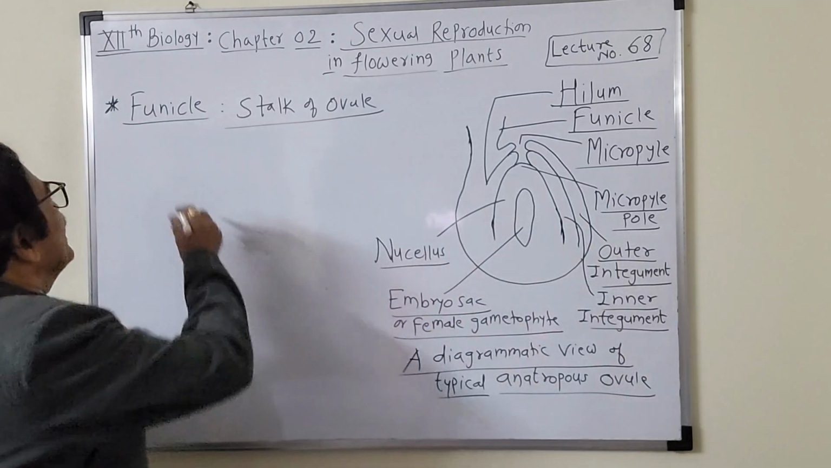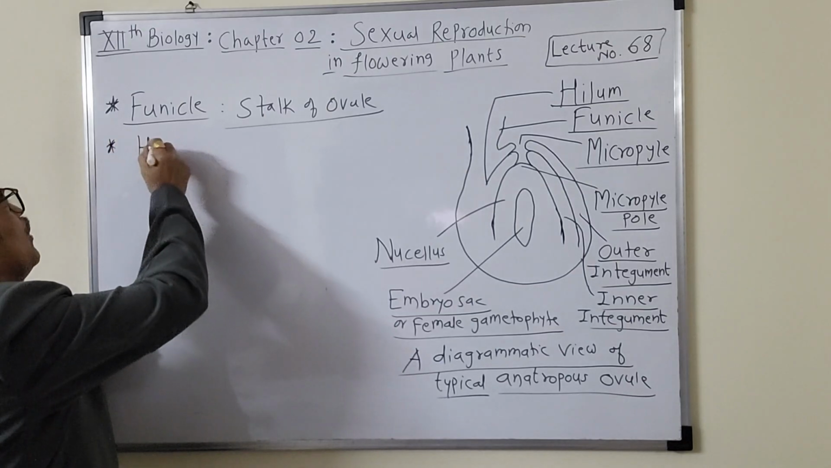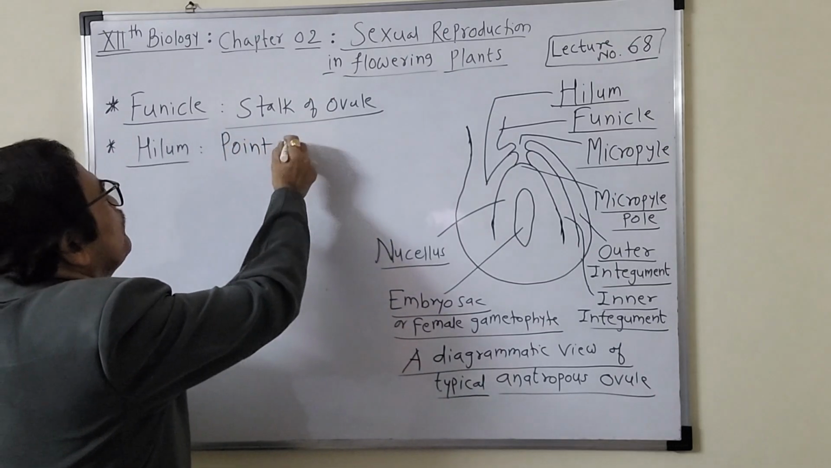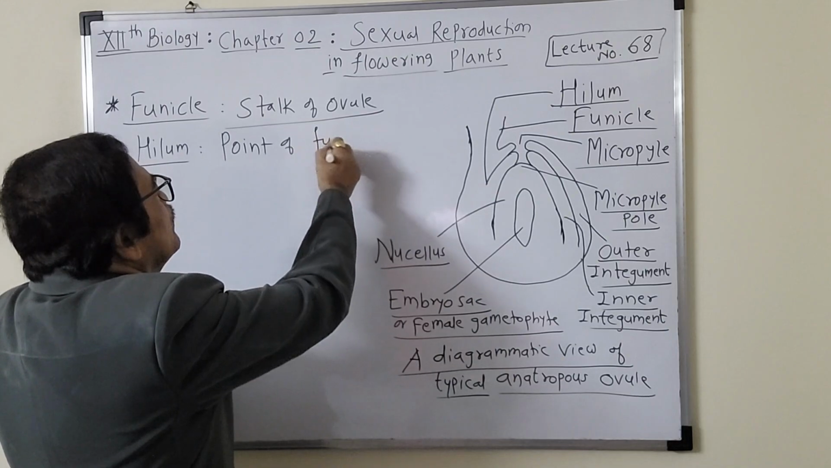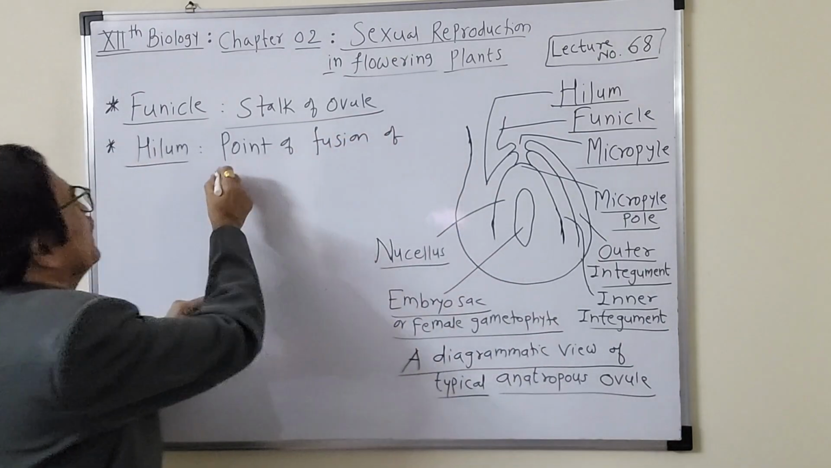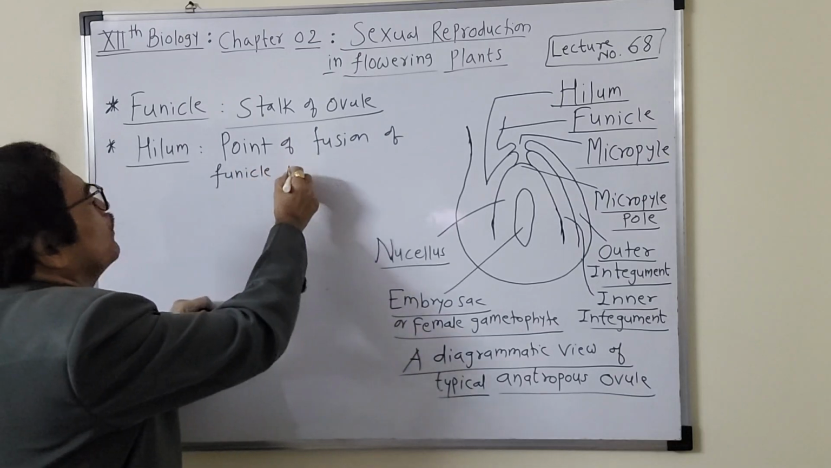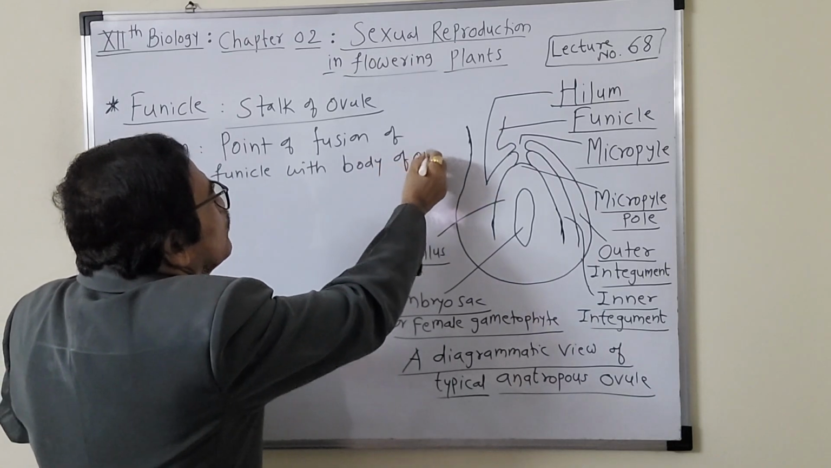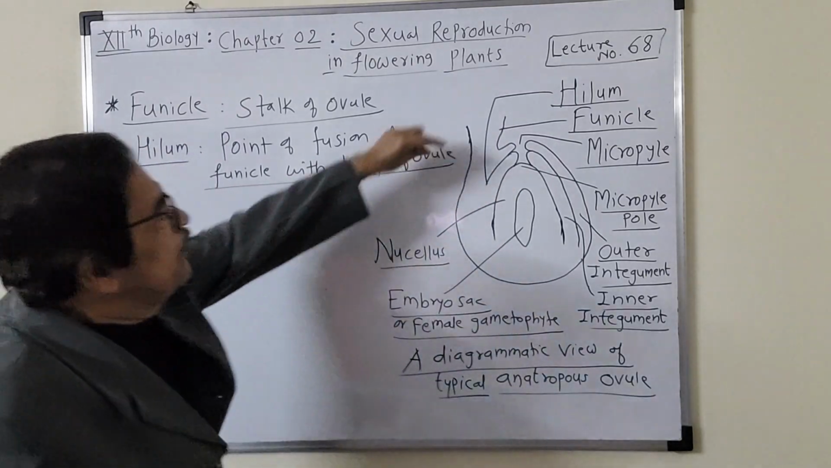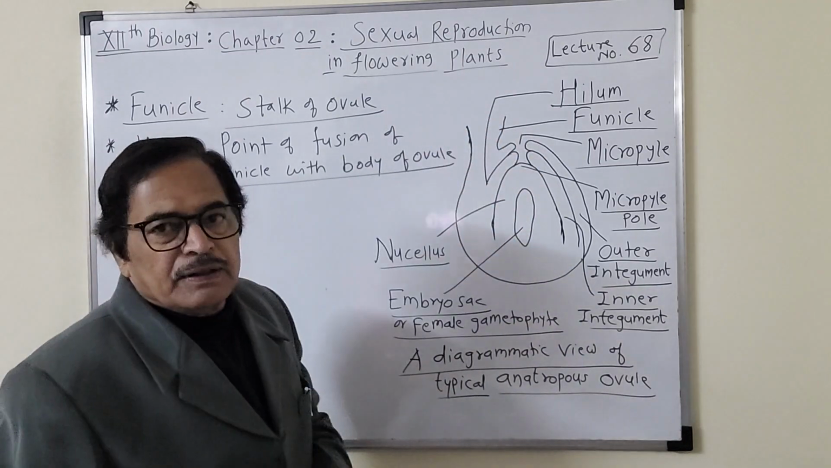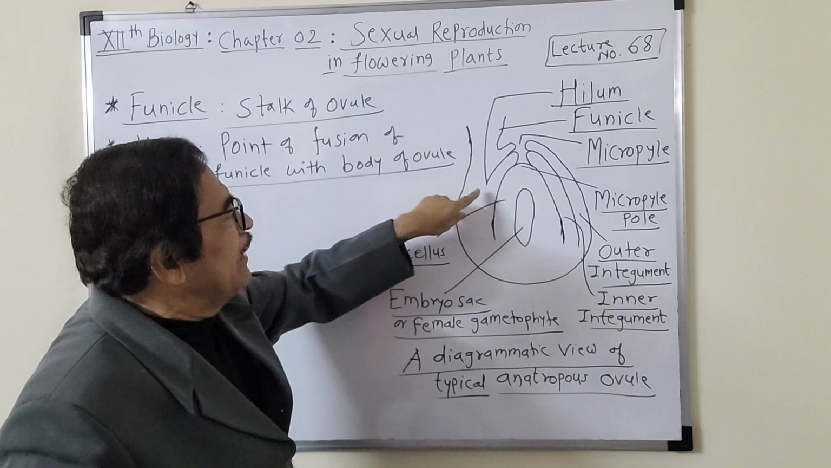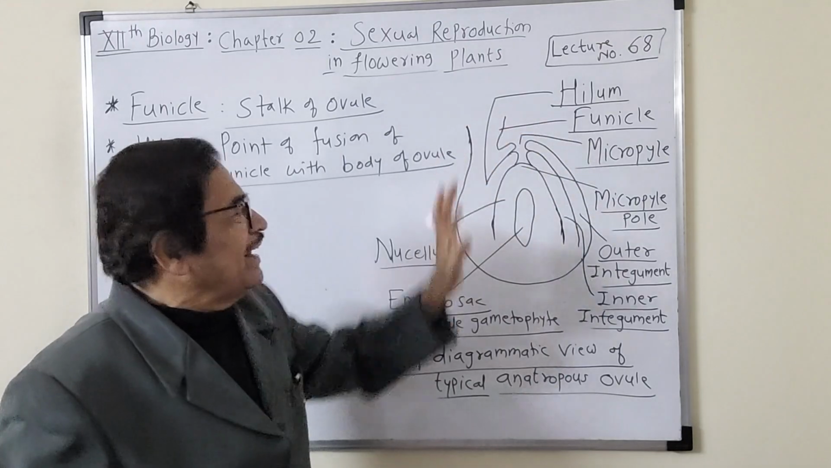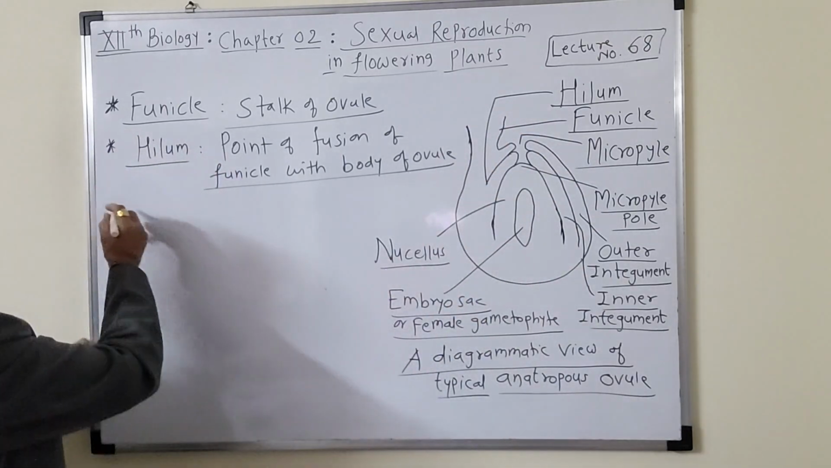Okay. Then what is that? Hilum. The point of fusion of funicle with body of the ovule. क्योंकि बाकी का जो पार्ट है फ्यूनिकल के अलावा, that is called as the body. उसको body कहते हैं. So this is funicle and this is the body. And that body and the funicle are attached at a point. That point is known as what? Hilum. Very important.